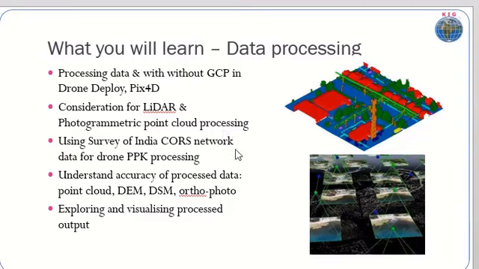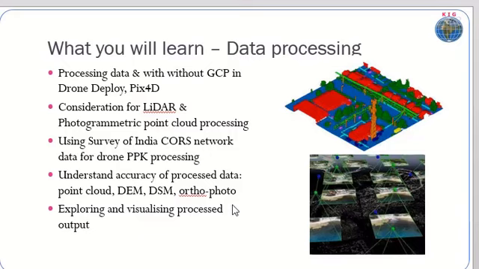While processing, you can also make use of Survey of India's CORS network data. This is a very common demand nowadays. From drone data processing, we get outputs like point cloud, orthophoto, DTM, DSM, and contours. Many times, finished ground contours are not produced by this processing software. In that case, you will do point cloud manipulation to get correct ground contours.